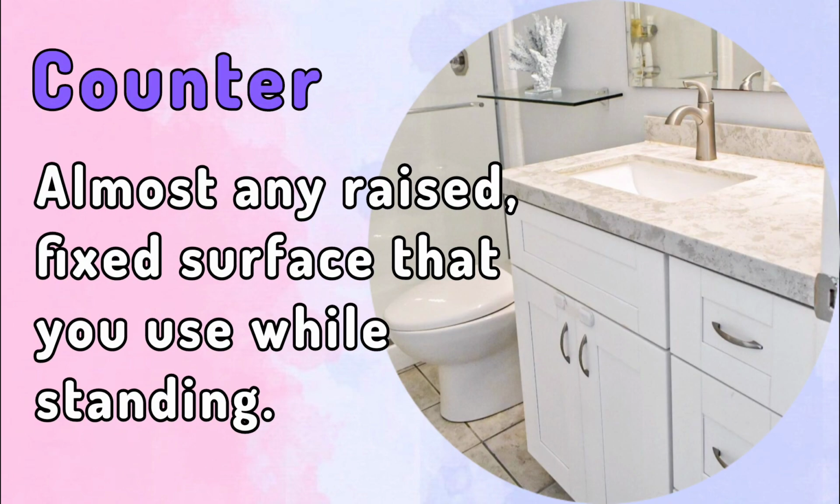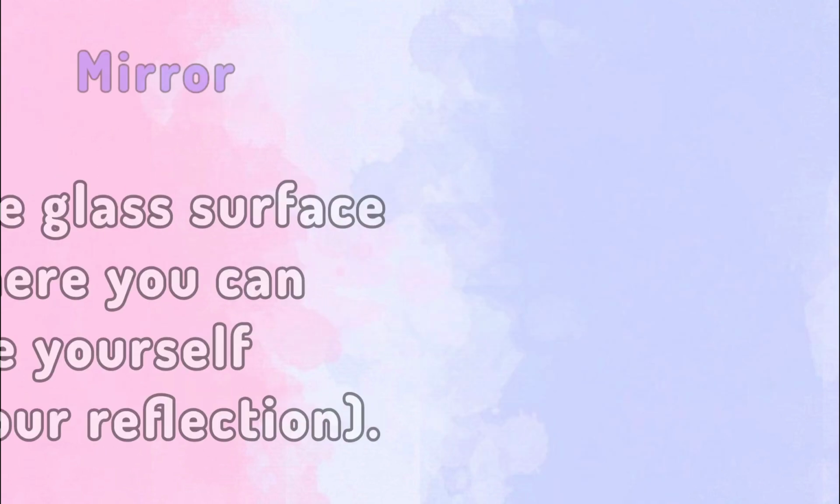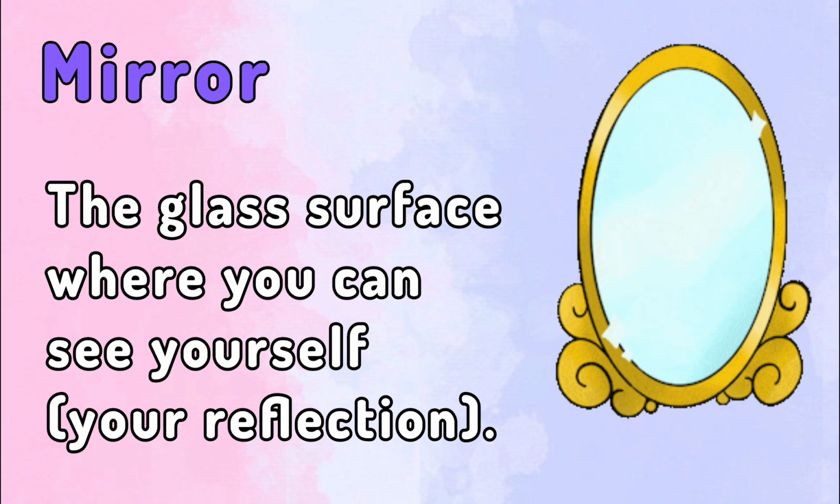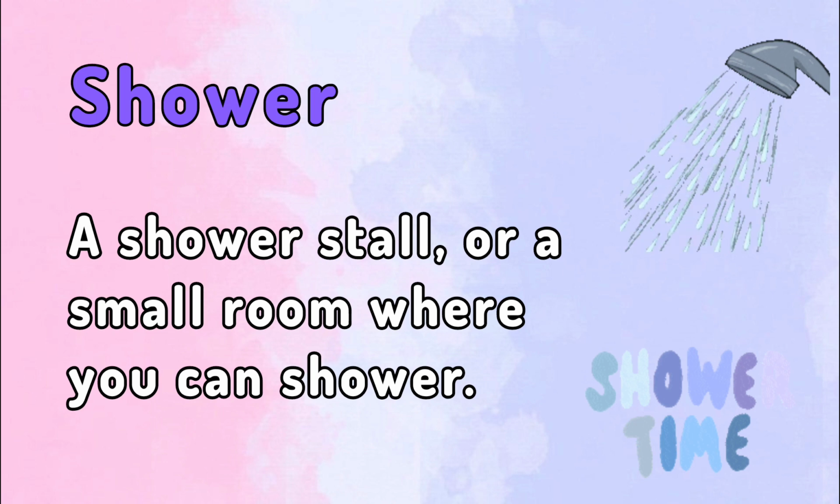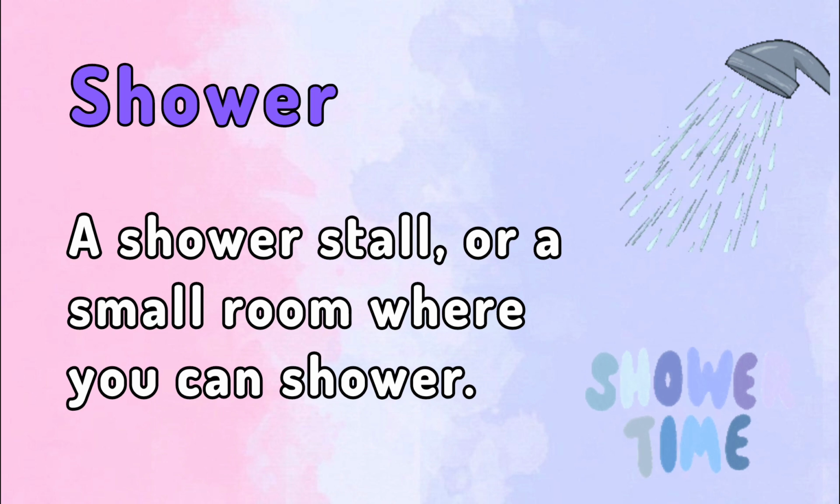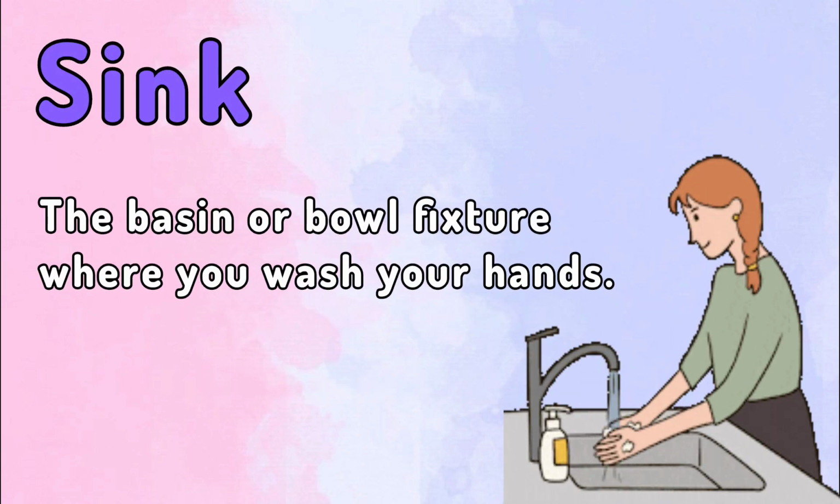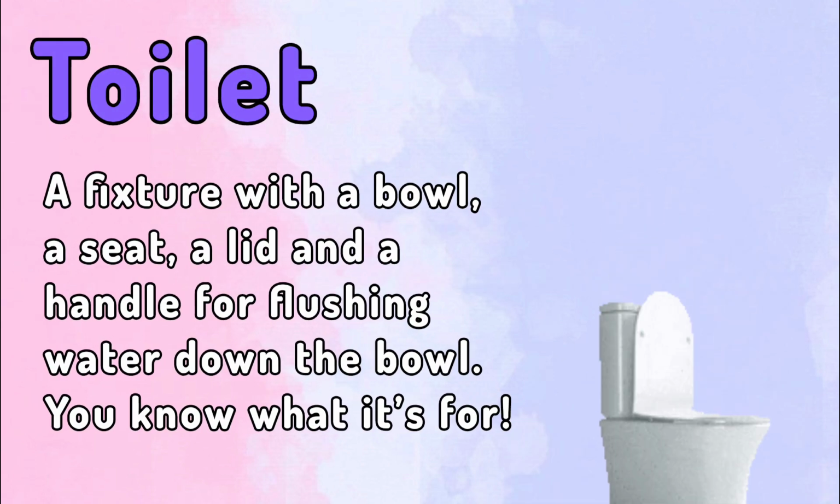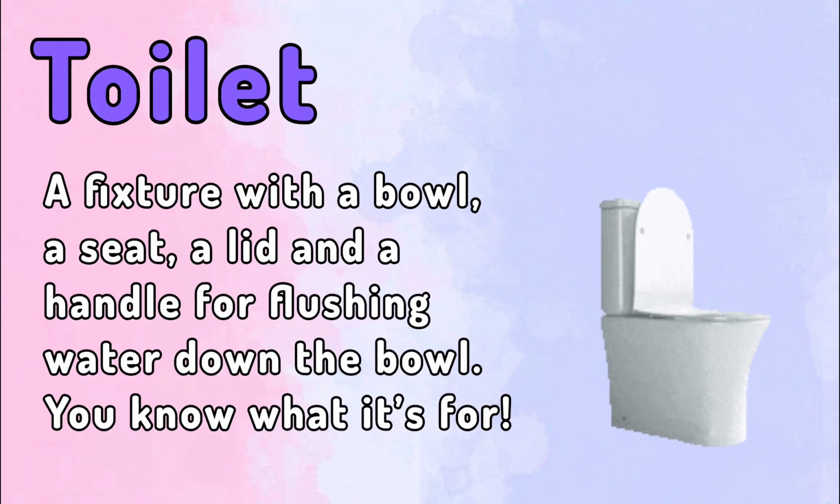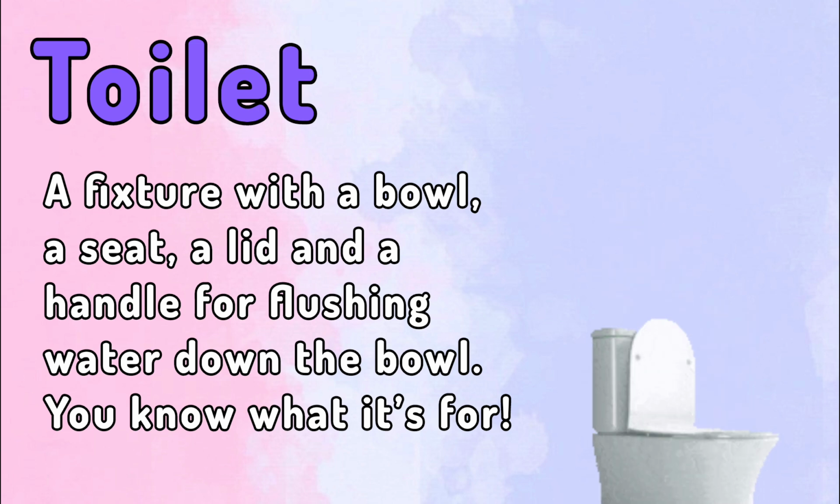Counter, almost any raised, fixed surface that you use while standing. Mirror, the glass surface where you can see yourself, your reflection. Shower, a shower stall or a small room where you can shower. Sink, the basin or bowl fixture where you wash your hands. Toilet, a fixture with a bowl, a seat, a lid, and a handle for flushing water down the bowl. You know what it's for.